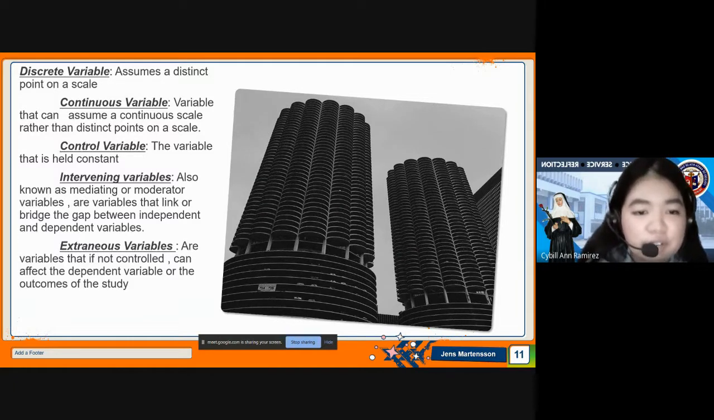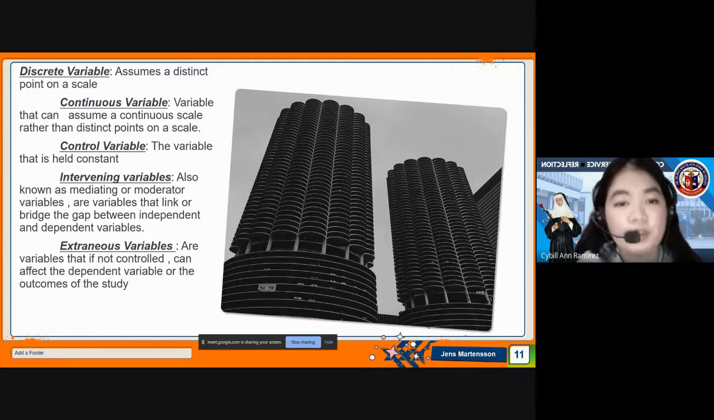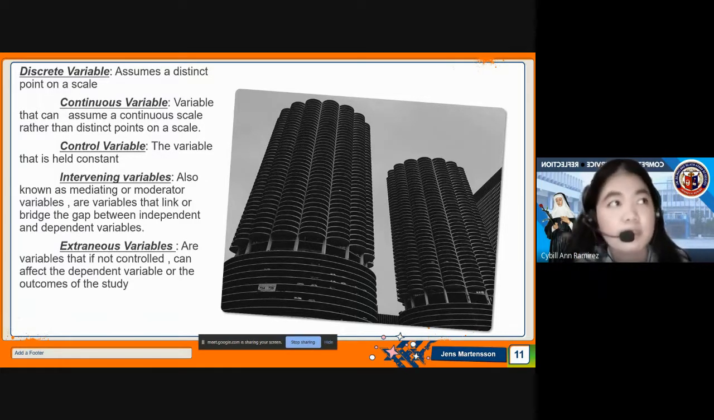So extraneous variable, on the other hand, is if you cannot control this kind of variable, then it can really affect your study. What are the examples of extraneous variables? Take, for example, the weather. The weather is an act of God. You cannot actually control the weather, not unless you are God, no?